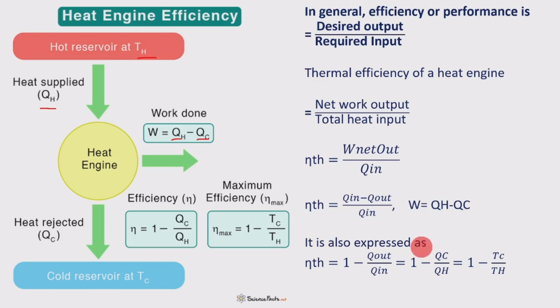Then it is also expressed like this: if the Q in gets cancelled, therefore eta Th can be written as 1 minus Q out by Q in, and that can be written as 1 minus QC by QH, where Q out is QC and Q in is QH, or in terms of the temperature we can write 1 minus TC by TH. This is the heat engine efficiency. This we are going to use for the calculation of the heat engine efficiency in the further sessions.